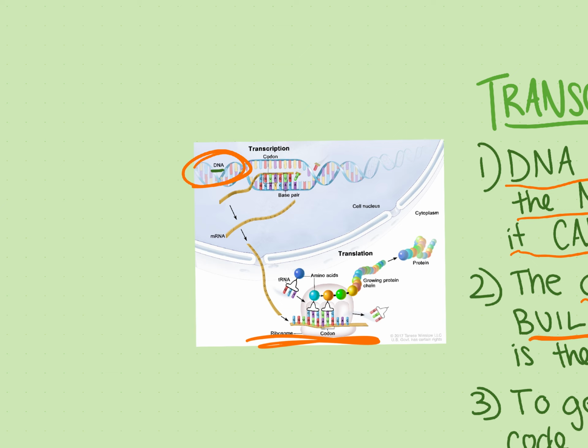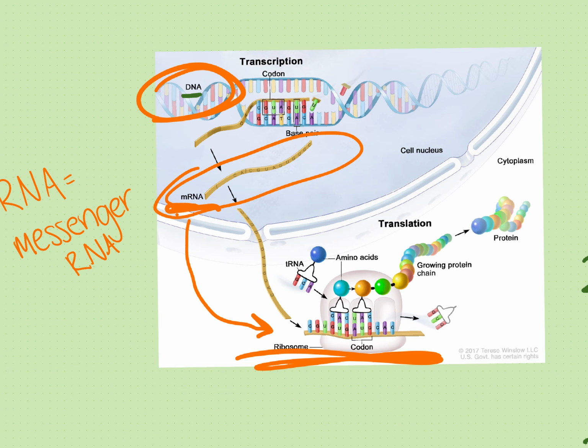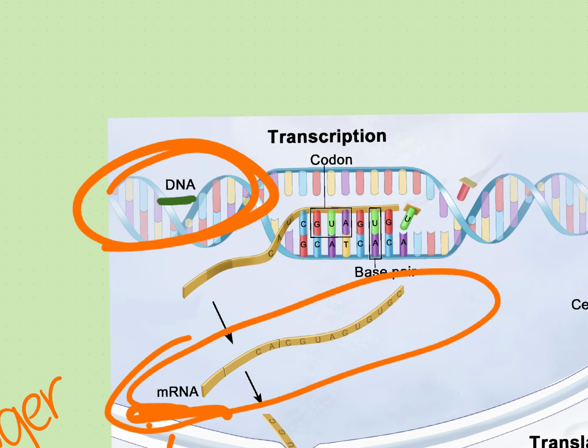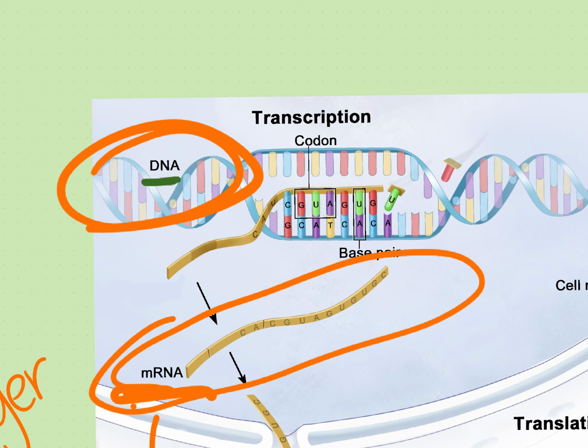So the DNA has to send a messenger to tell the instructions to the ribosome. That messenger is called mRNA. That little M, it stands for messenger. So this process of transcription is when mRNA makes a copy or transcribes the instructions of DNA, which is in the form of these base pairs.